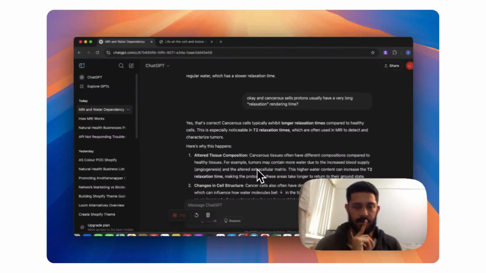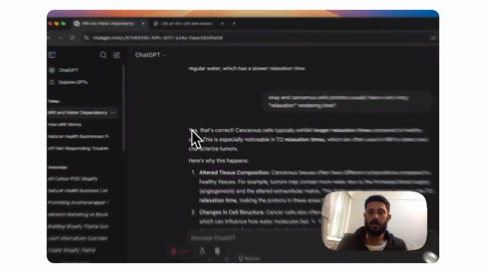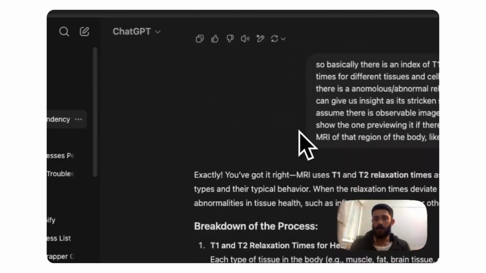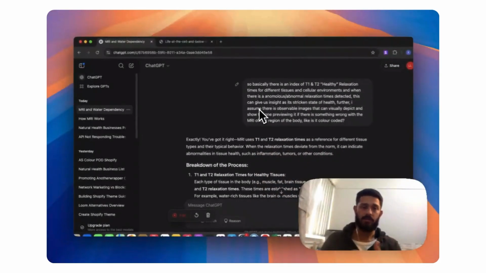Then I asked this question. I said, okay, and cancerous cells' protons usually have a very long, quote unquote, relaxation time. And of course, yes, that's correct. There we are. And then again, just to wrap it up.